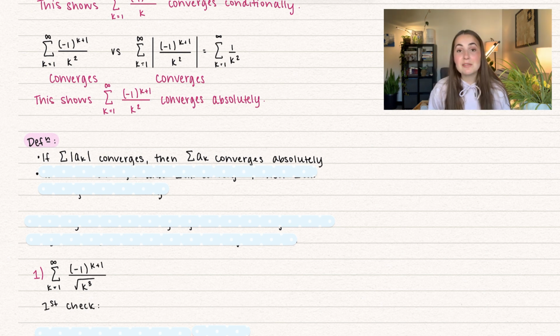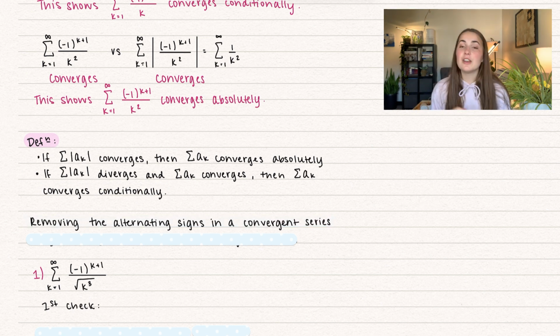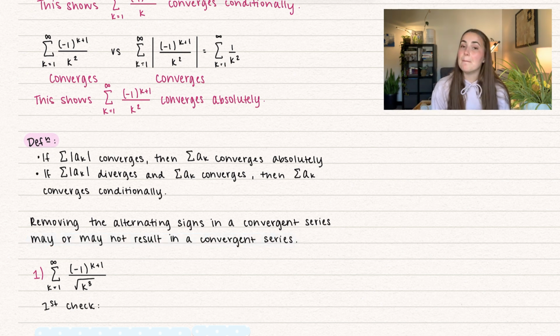First, if the absolute value of the series converges, then the series is going to converge absolutely. Doesn't matter, right? But if the absolute value of the series diverges, like the harmonic series, and the normal summation with the alternating aspect converges, like the alternating harmonic series, then a sub k is going to converge conditionally. So those are the two little requirements that we have here. Another way to think about it is that removing the alternating signs in a convergent series may or may not result in a convergent series, right? It might diverge or it might converge.